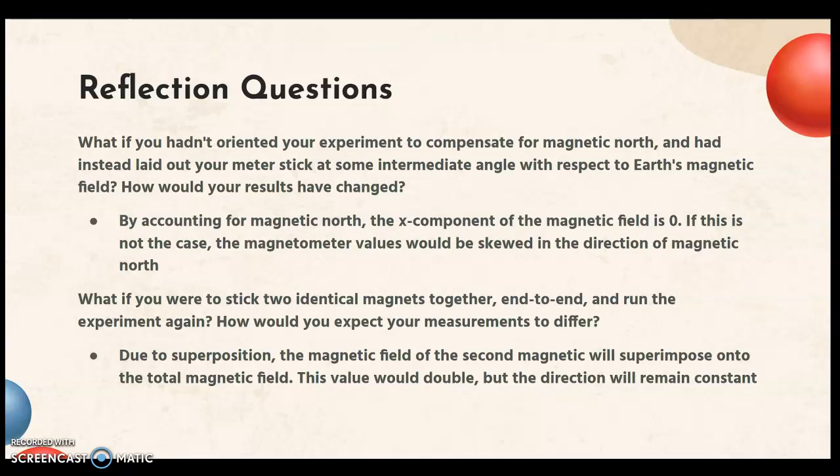What if we were to stick two identical magnets together and run the experiment again? Due to superposition, the magnetic field of the second magnet will superimpose onto the total magnetic field. This value would double, but the direction will remain constant.